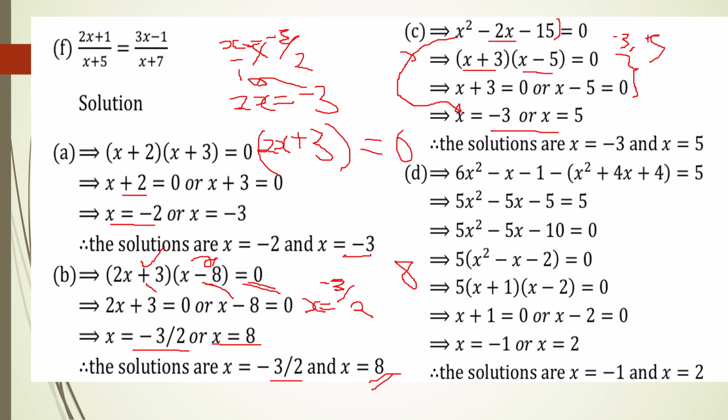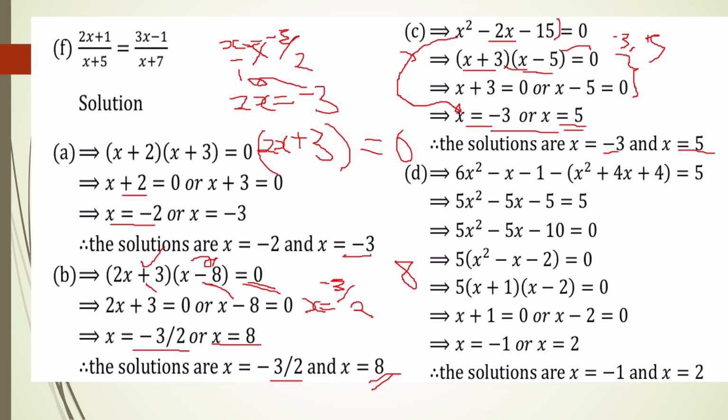Then with that, either this bracket is equal to 0 or the other bracket is equal to 0. So you're going to end up with the values of x being negative 3 or being positive 5. And then you conclude that the solutions of x are going to be negative 3 and positive 5.